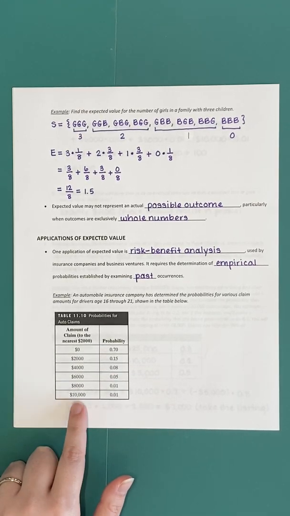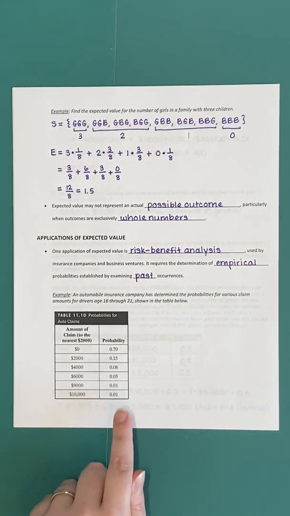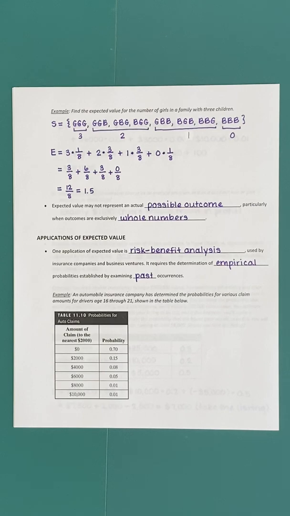$10,000 as a claim. They looked at how many people had roughly a $10,000 claim. There weren't that many, so they estimated the probability of that happening in the future to be low. So they're just basing the probability on data, how many times they saw this occurrence based on how many occurrences they looked at. Was it likely to happen? Was it unlikely to happen?